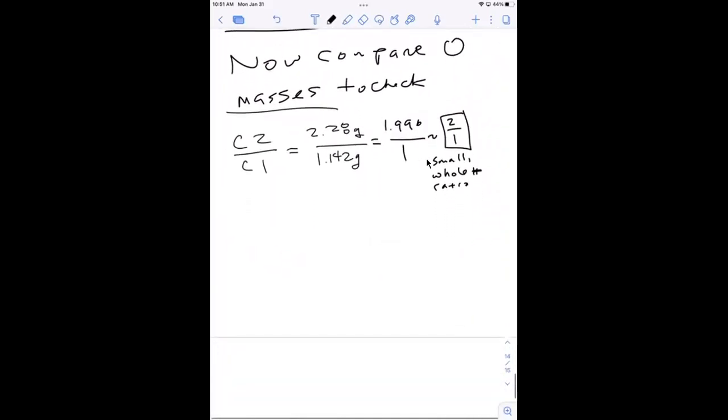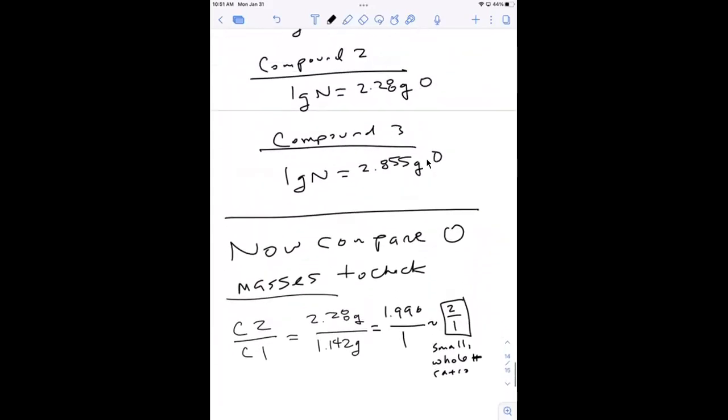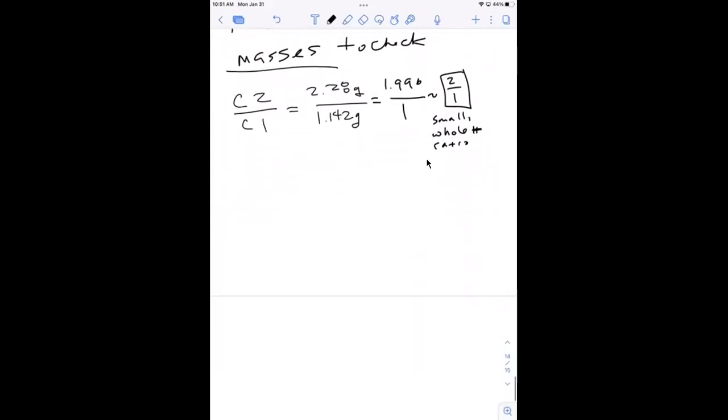All right, let's compare compound 3 to compound 1. So that's going to be 2.855 divided by 1.142. Somebody calculate that.